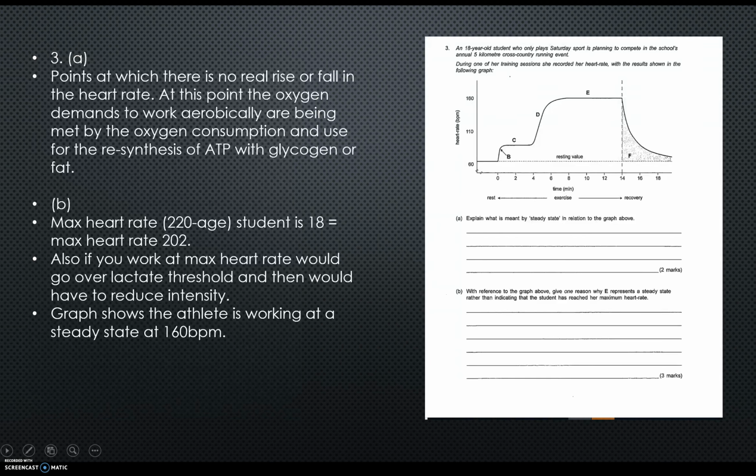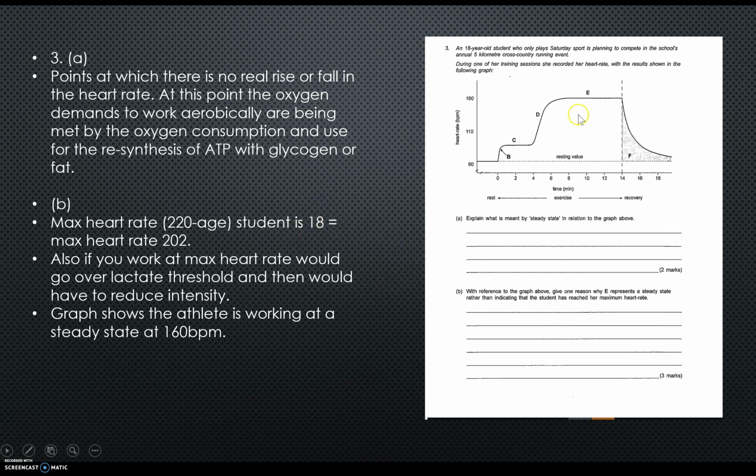The question here, that's the exercise graph that we looked at the other day. 18-year-old student, it's got a steady state there. You can see over here they might have had an oxygen deficit stage and then the EPOC stage over here. So if we're looking at what is meant by steady state in relation to the graph, you're looking at this part here where there's no real rise or fall in heart rate, where the oxygen demands are being matched by oxygen consumption.